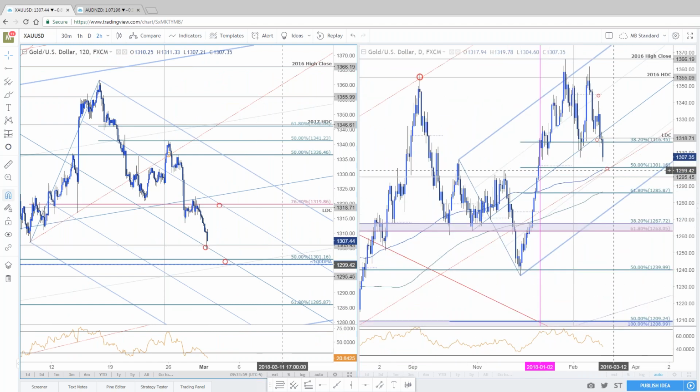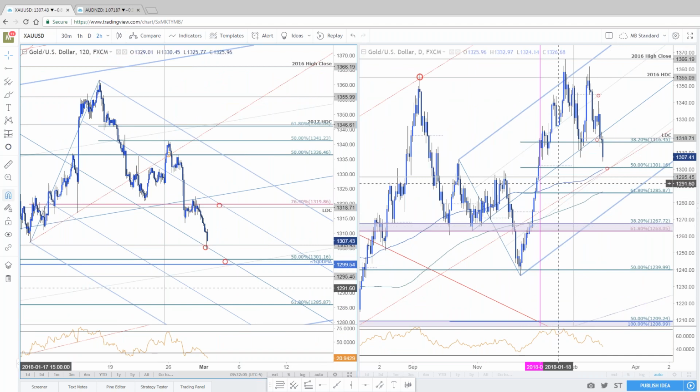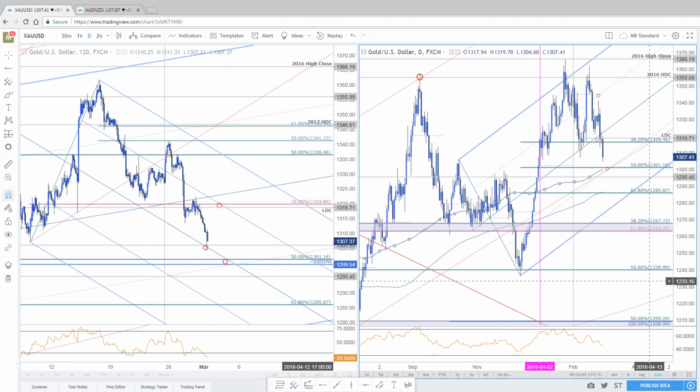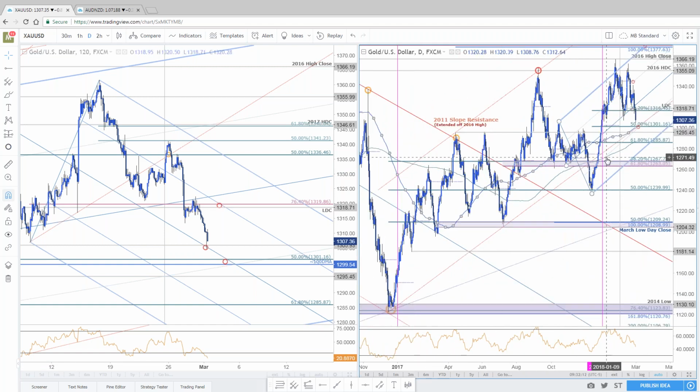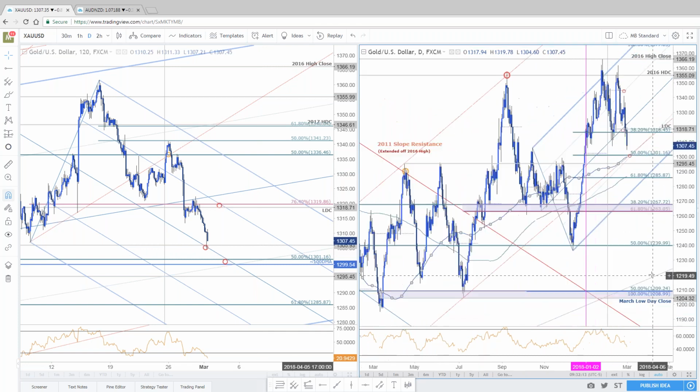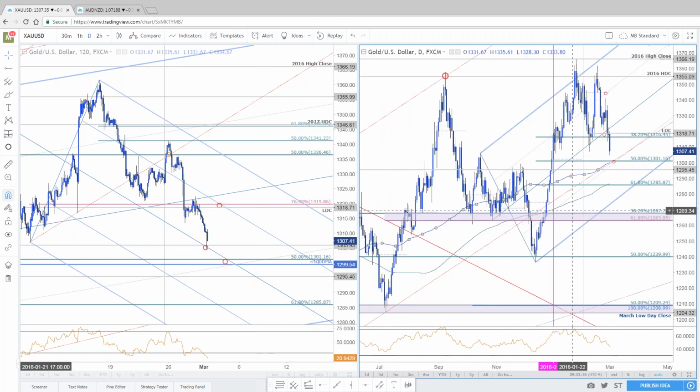Big region of resistance, okay? You have the 50% retracement of the entire ascent off the December lows from last year. You have the 100-day moving average. You have former slope support from back here, a decent pivot in price, all converging right there at 1301.